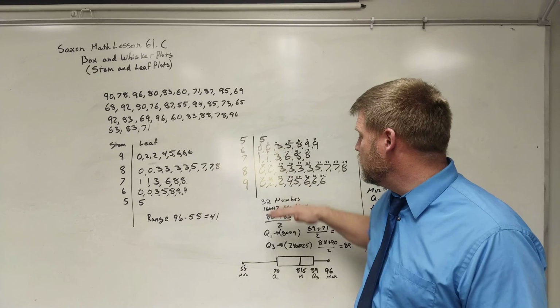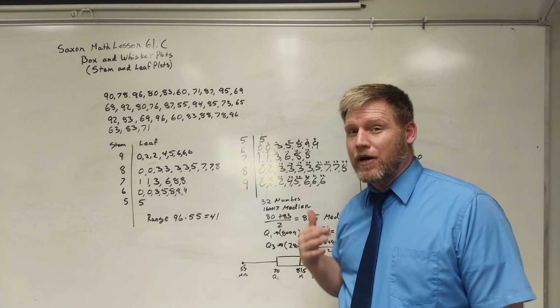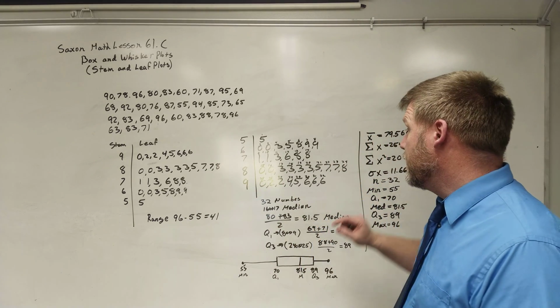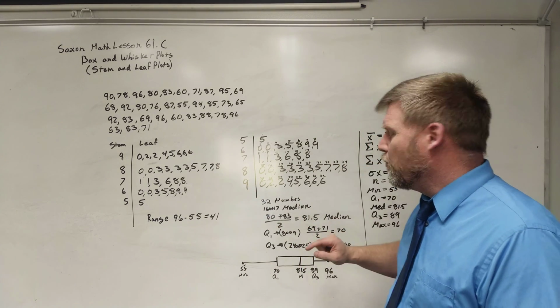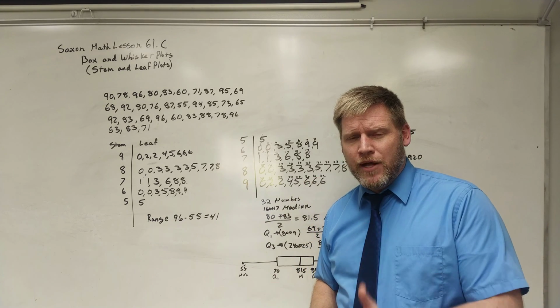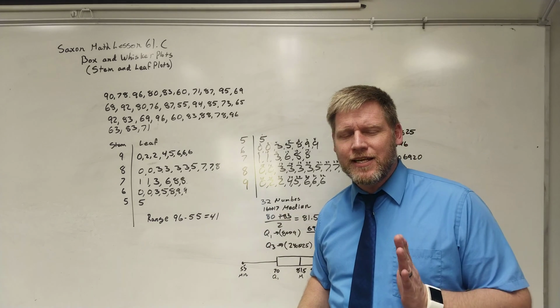I have 32 total numbers. I need to find the median to get to my box and whisker plot, which I have down here already, but let's get to how we got there. So I need the number in the middle. Well, if there's 32 numbers, exactly in the middle will be between the 16th and 17th number.